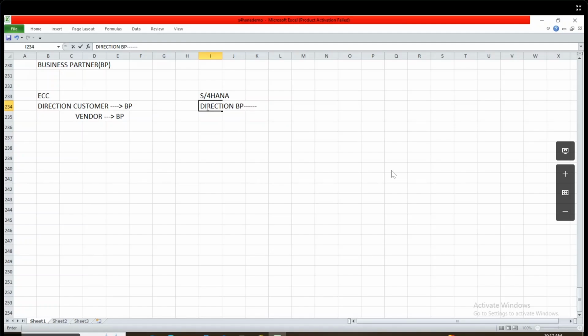BP to customer, BP to vendor. So in ECC, we have existing customers and vendors, and we convert them to BP. But in S4HANA, we create BP in the backend and the system creates the customer, vendor, like that. So we call the direction BP to customer, BP to vendor in S4HANA. In ECC, we call the direction customer to BP or vendor to BP.